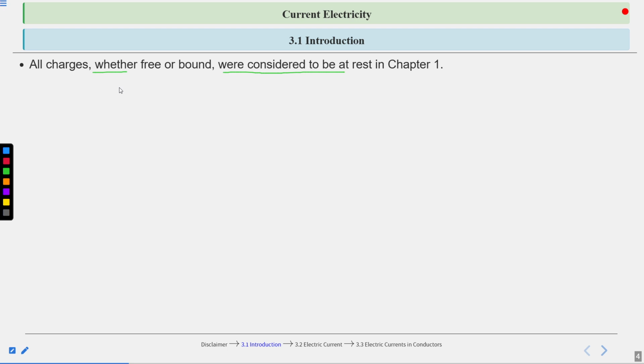The charges that are on the surface or in the bulk, in the form of any distribution but stationary, whether they are free or bound. In the case of conductors we took free charges, and in the case of dielectrics we chose bound charges. In dielectrics there were bound charges, in conductors there were free charges. So all the charges, free or bound, we considered to be at rest in chapter 1.